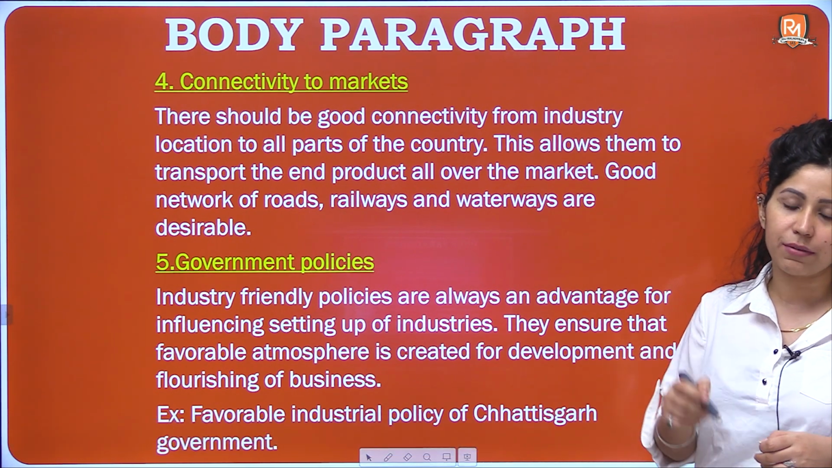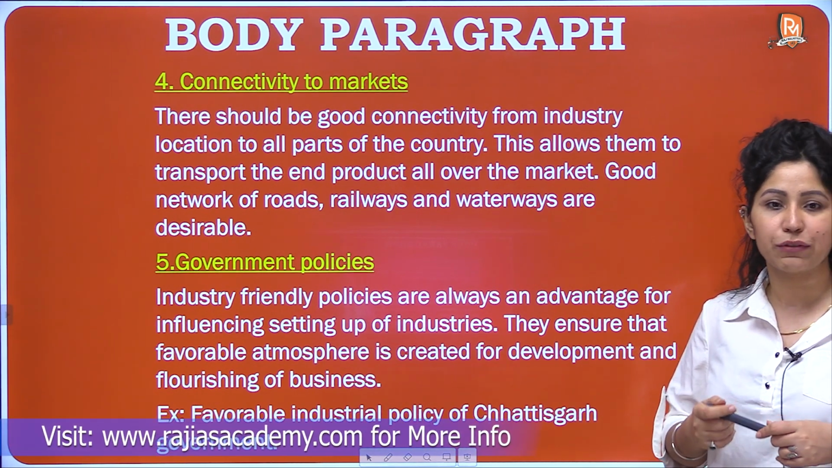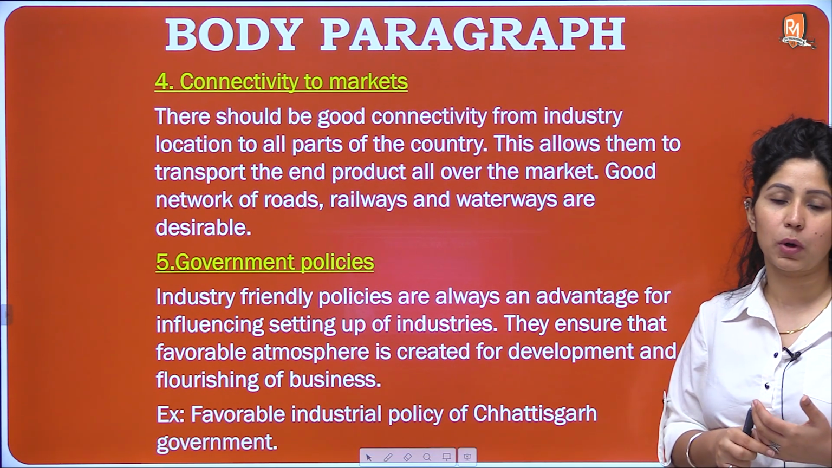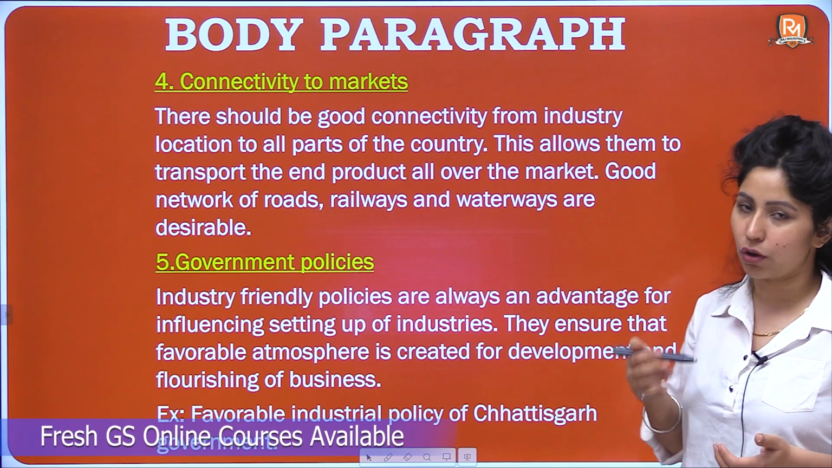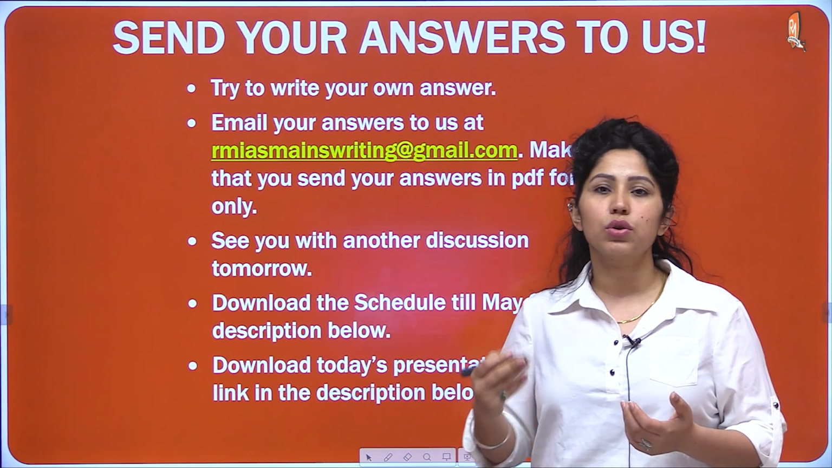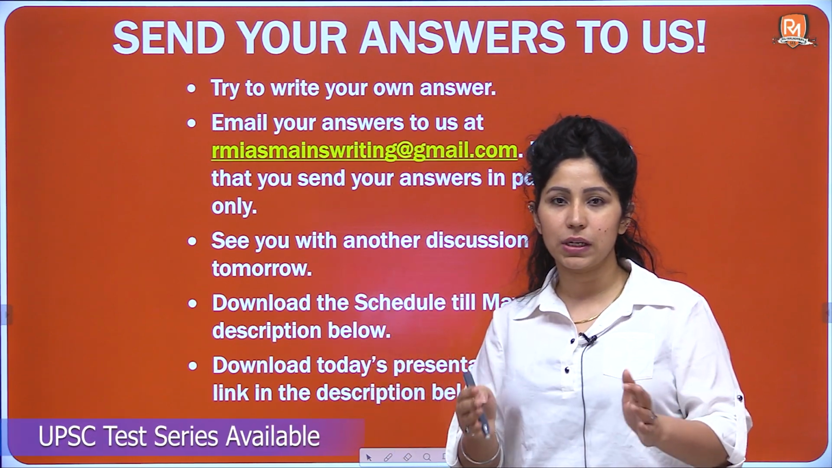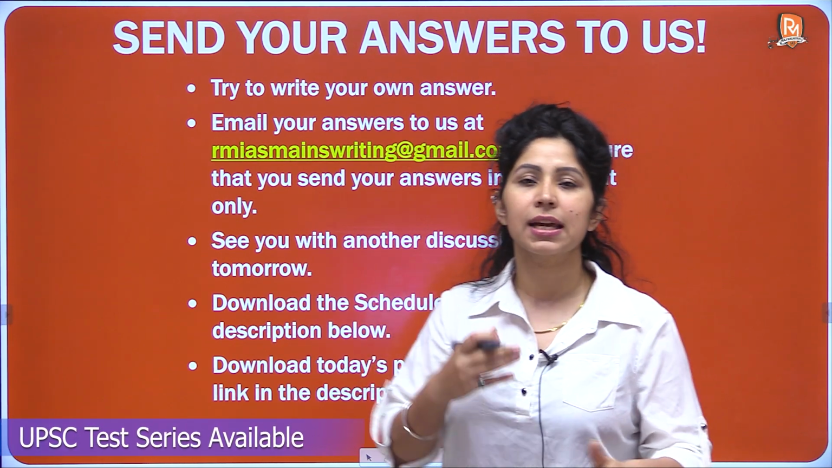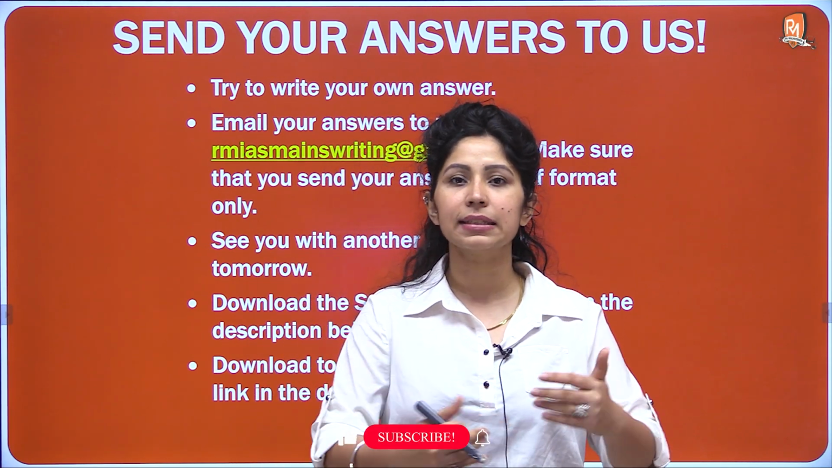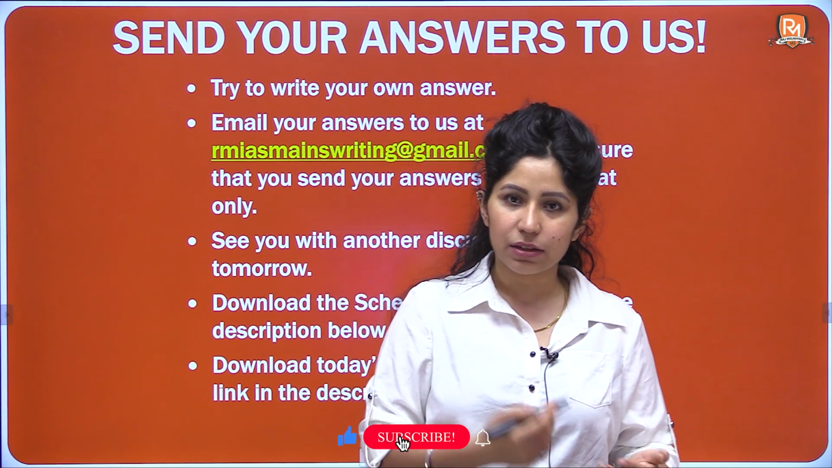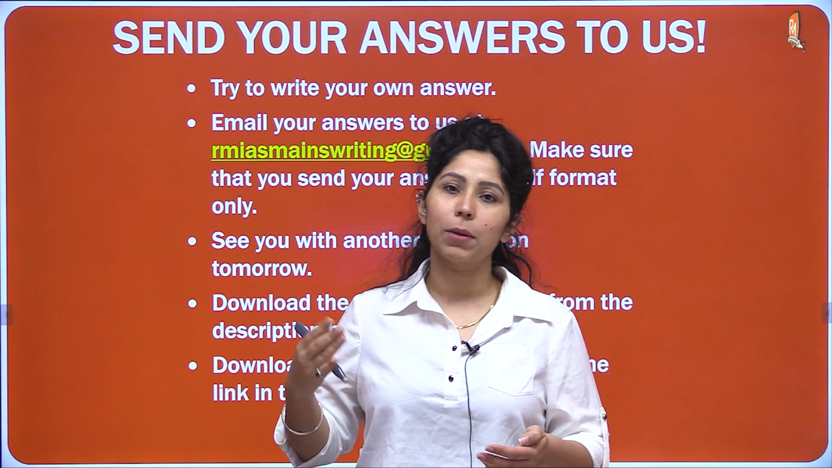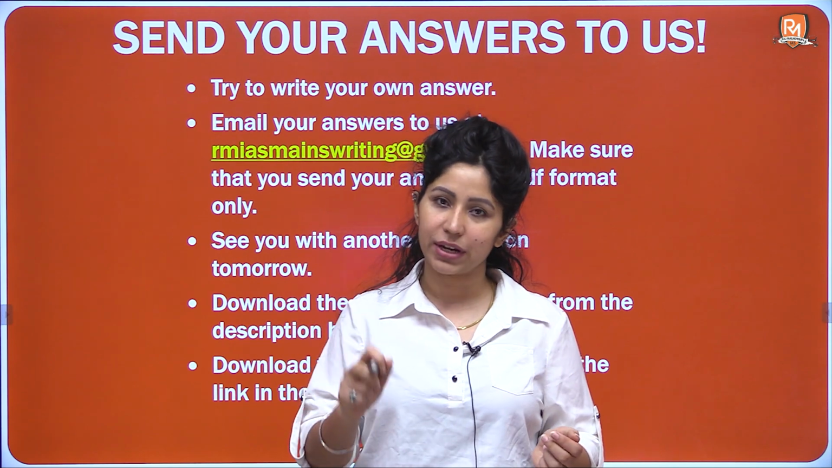They ensure that a favorable atmosphere is created for the development and flourishing of business. The favorable industrial policy of the Chhattisgarh government is one of the examples, and now many other states are also trying to follow this. They are developing an industrial policy which is conducive for businessmen and keeping other things in the back seat, so that industrialists can feel motivated and more employment, more skilled employment, can be generated in that particular state.